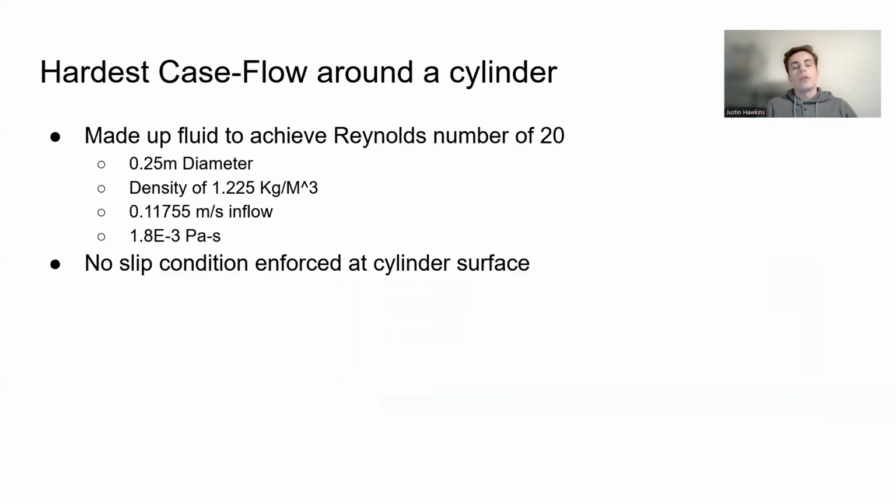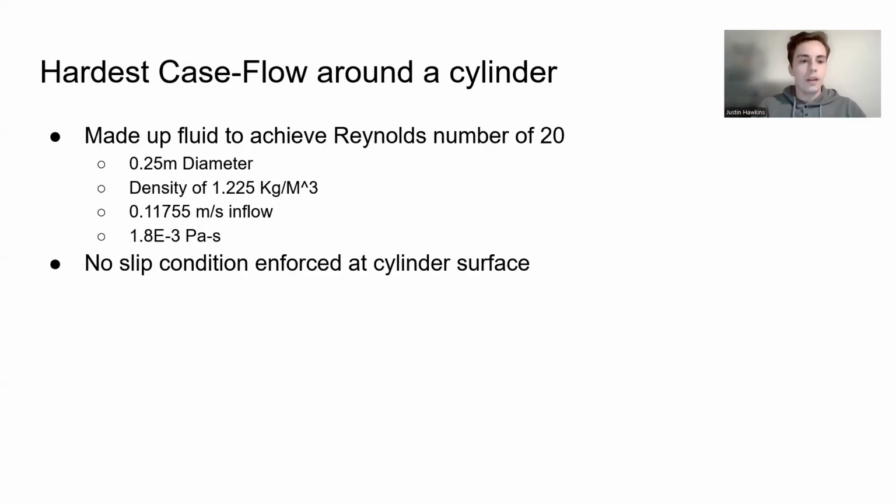So now this is no longer just fluid flow in a free field of fluid. There's an object in the middle of it, and that object was a cylinder, and I tweaked some parameters. I made up a fluid to get a low Reynolds number so that my assumption that the flow is steady would be true. At a higher Reynolds number, you get unsteady flow around a cylinder.